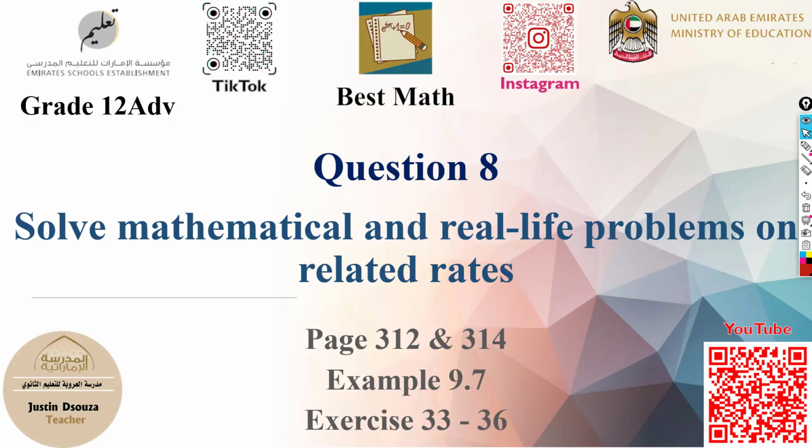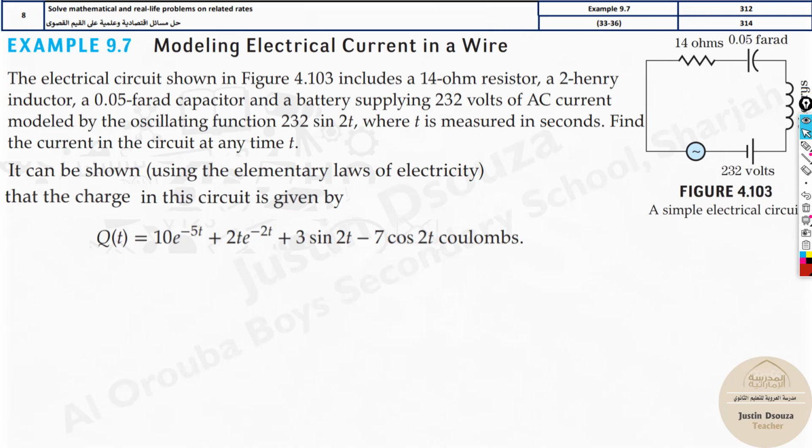Question 8 is problems on related rates specific to electric current. Here, this is the question. You will always be given the equation. What you need to do over here is derive it. This is the charge in the circuit. The derivative of charge gives you the electric current. That is what we have to solve for all the problems over here. Just derive q dash of t with respect to time.